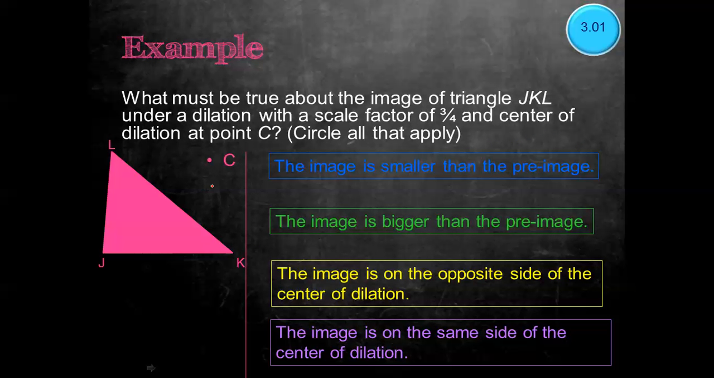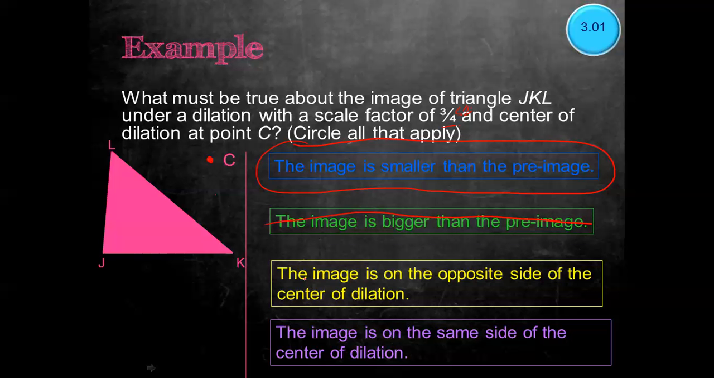Okay, our last example says, what must be true about the image of triangle JKL under a dilation with a scale factor of 3/4, okay, so 3/4, that's less than 1, and a center of dilation at point C, so right here. Okay, we want to circle all that apply. Okay, so this one says the image is smaller than the pre-image or the image is bigger than the pre-image. Okay, so here, if our scale factor is 3/4, that's less than 1, the image is going to be smaller than the pre-image. Okay, so this one would not be true.